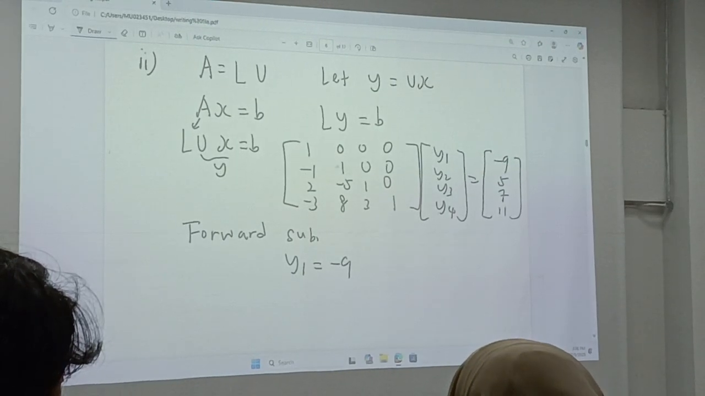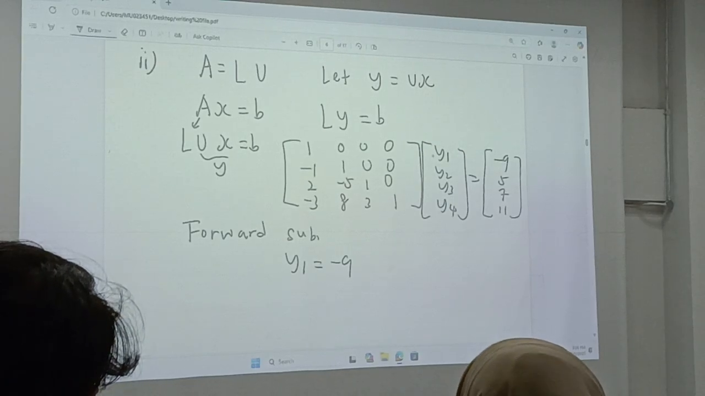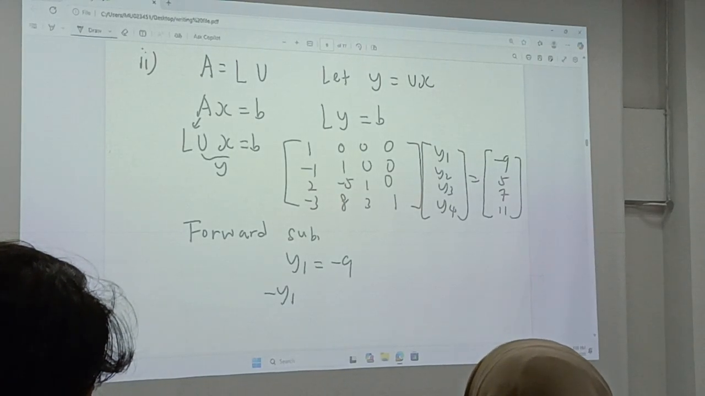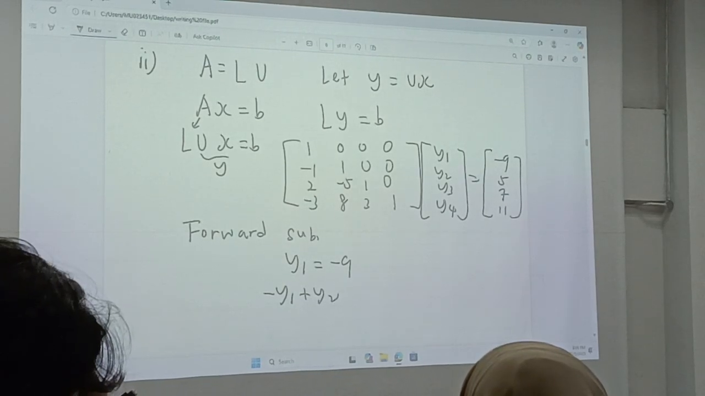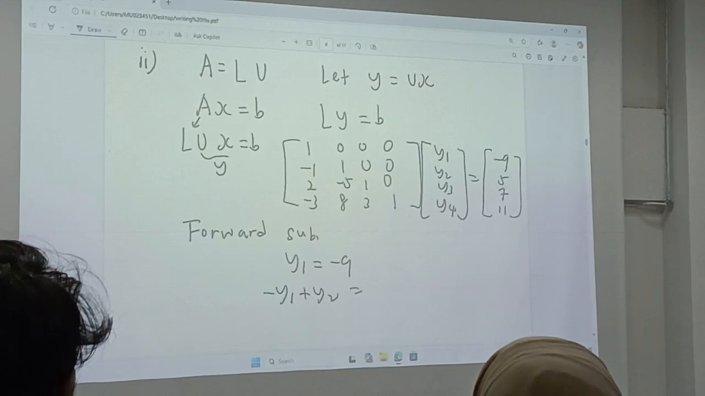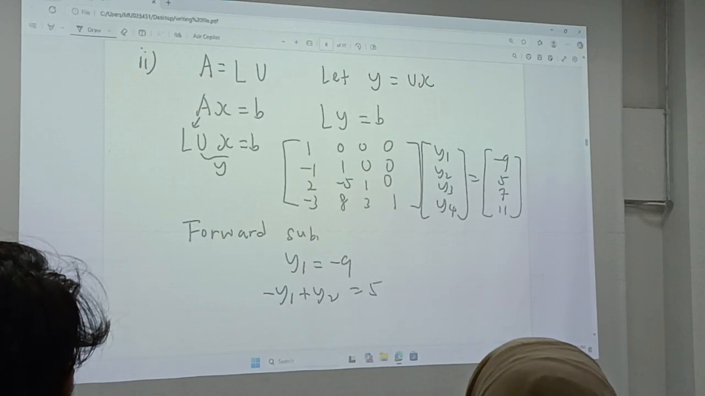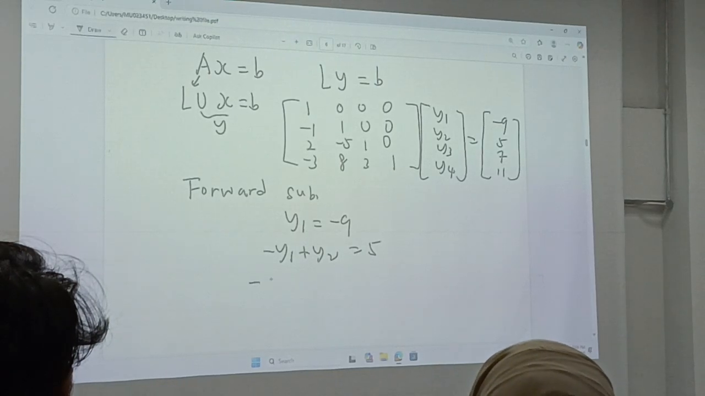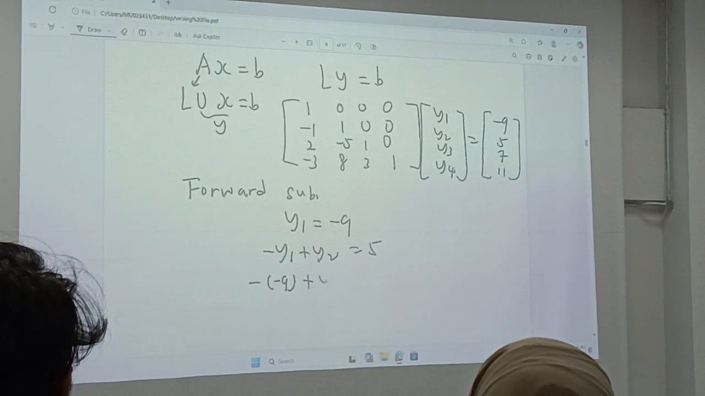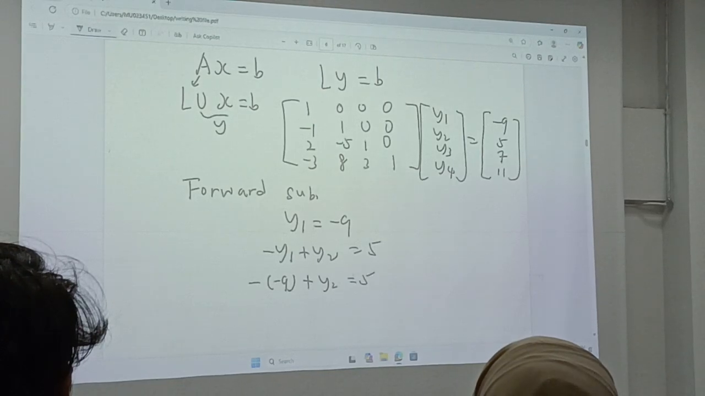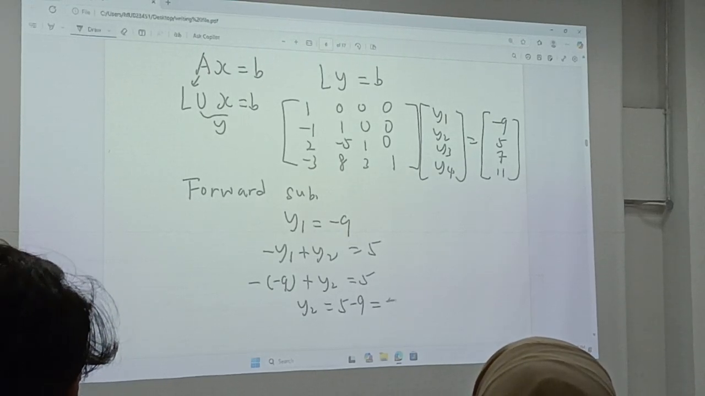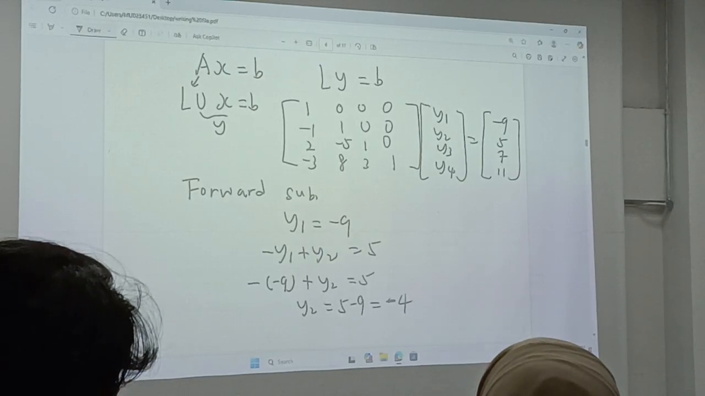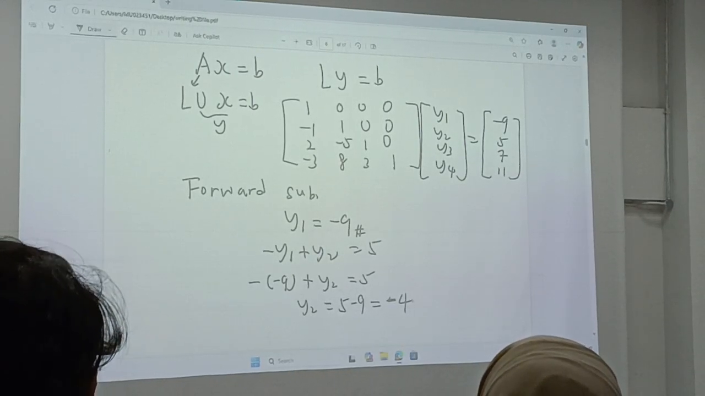And then move on to the second row: negative 1 times y1, plus 1 times y2, the rest times 0, equal to the right hand side, 5. So y2 equal to 5 minus 9, equal to negative 4. So highlight all the answers.